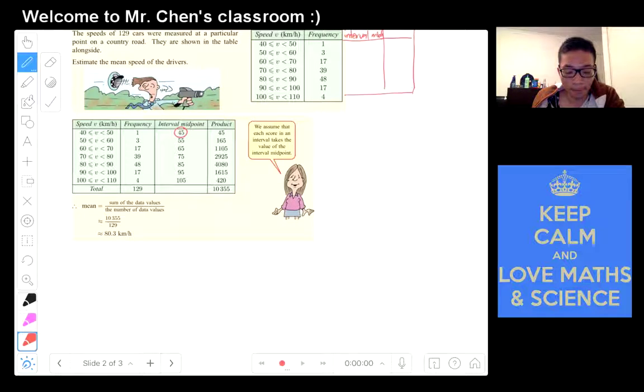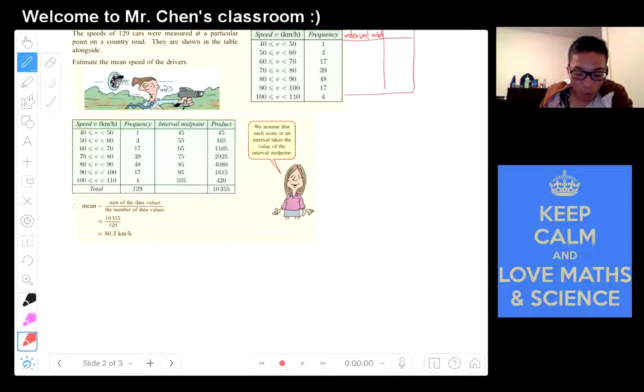Okay, hence that's what it means by midpoint. Literally, you find the middle number between the two, between the two range. So the midpoint between 40 and 50 is 45, 50 to 60 is 55, 60 to 70 is 65, etc. Okay, so pretty much half, half, half.